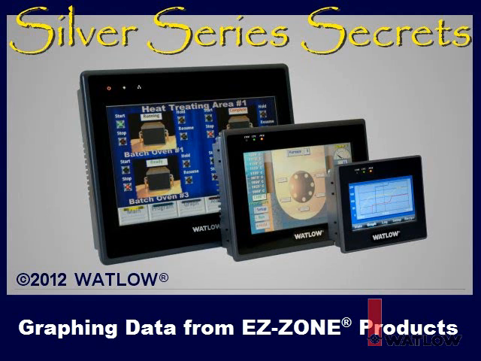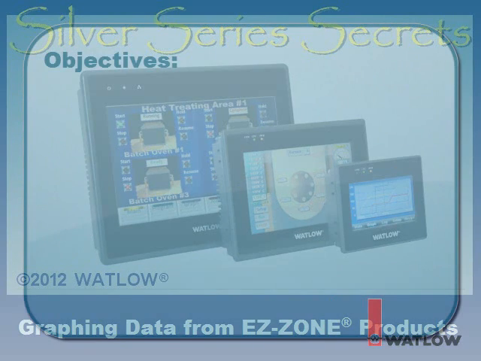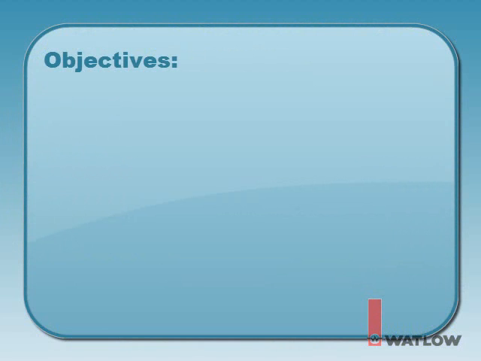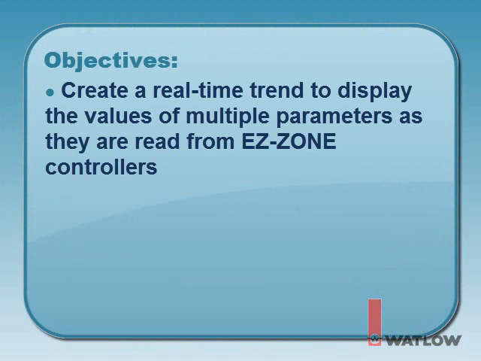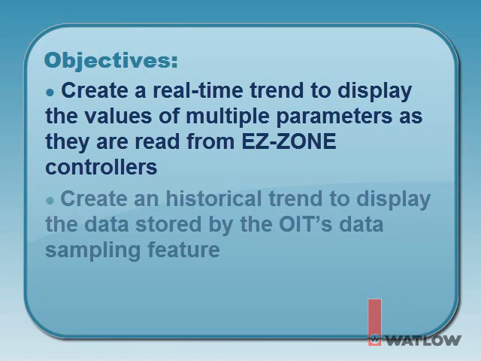Welcome to Silver Series Secrets, the video tutorial series that helps you use Silver Series operator interface terminals with other Watlow products. In this installment, you will learn how to create two different types of graphs: a real-time trend to display the values of multiple parameters as they're read from EasyZone controllers, and a historical trend to display data stored by the OIT's data sampling feature.